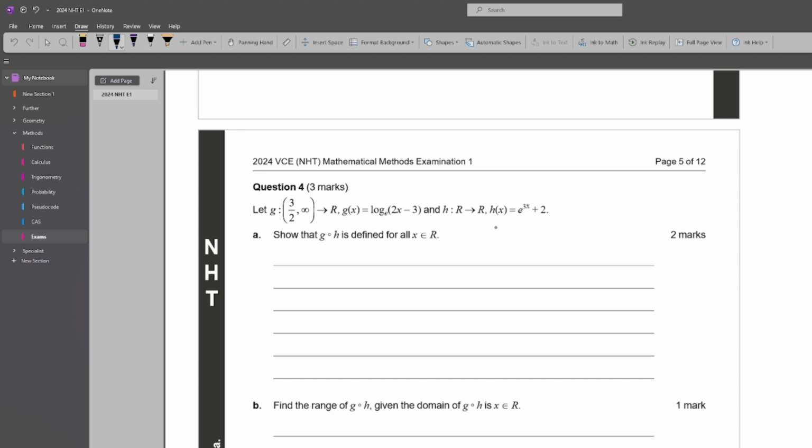Okay, if we do a quick sketch of h, we've got the +2 translation, so we've got a horizontal asymptote at y equals 2. And the graph looks something like this as an increasing function. So this is h of x. So we know the range of h, as seen from the graph, is from 2 to infinity. The domain of g, we're told, is 3 on 2 to infinity.